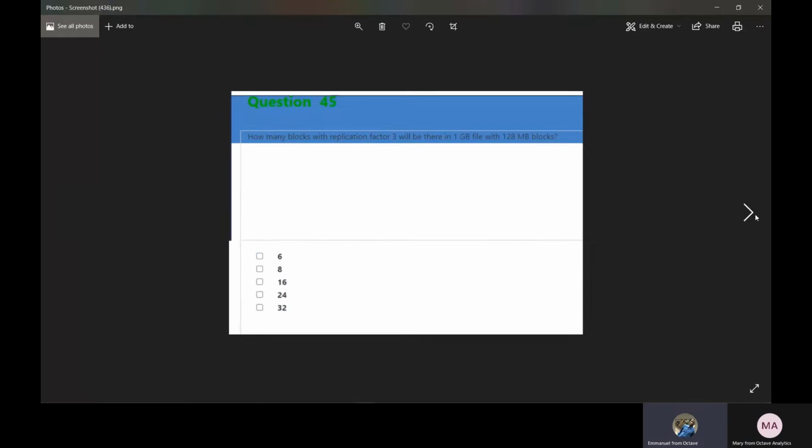Okay, look at this question. Can you see this question? It says: how many blocks with replication factor 3 would there be in a 1 GB file with 128 MB blocks?